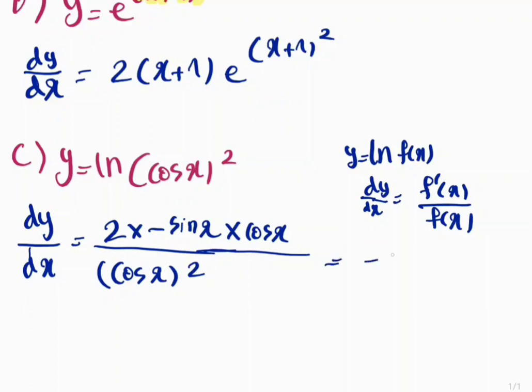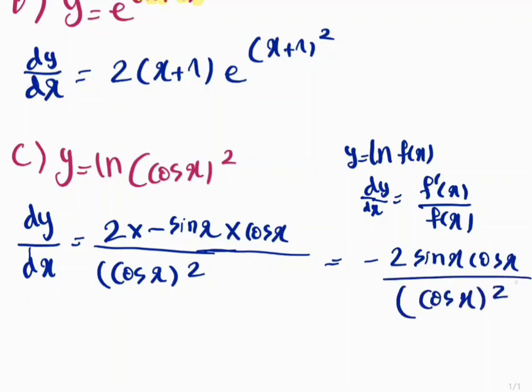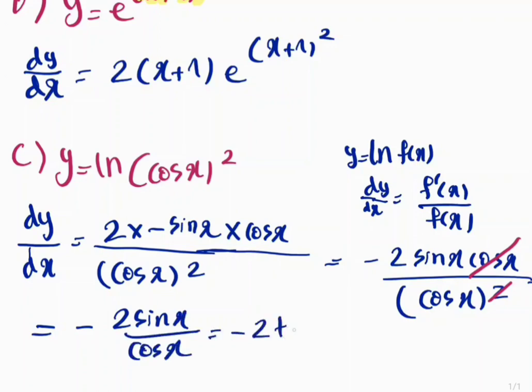And that gives you minus 2 sin x cos x over (cos x) squared. And this cos x cancels out with this power, and as your final answer you will get minus 2 sin x over cos x, which can be written as minus 2 tan x.